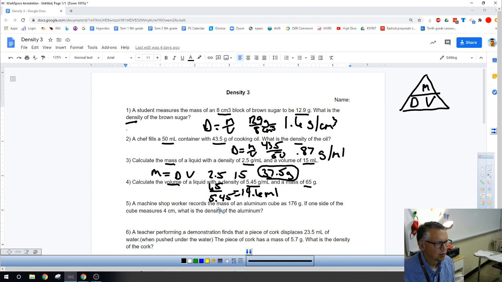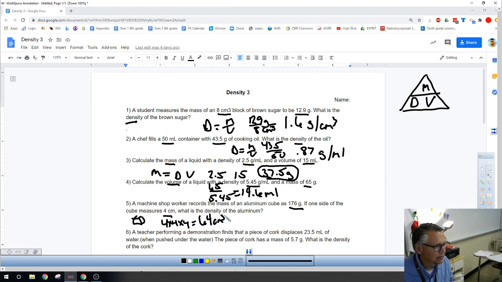A machine shop worker records the mass of an aluminum cube to be 176. If one side of the cube is 4 centimeters, what is the density? Well, if it's a cube, that means that all sides are the same, and we need to take 4 times 4 times 4. And that gives us 64 cubic centimeters.